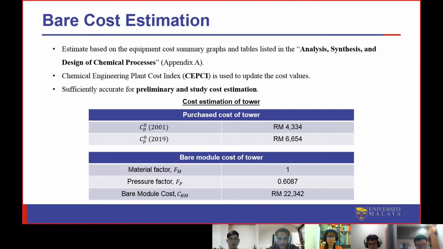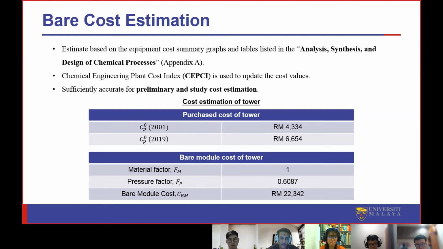For the bare cost estimation, we are using values taken from the book Analysis, Synthesis, and Design of Chemical Processes, where the equipment type for the towers is based on the tray and pipe equipment, and the trays are based on sieve trays. The Chemical Engineering Plant Cost Index (CEPCI) was used to update the cost value, as the CEPCI value in the referred appendix was based on 2001. For the cost estimation of the tower, the price will be split into two sections: the bare module cost of the tower and also the bare module cost of the tray. The difference between the purchase cost and the bare module cost is that the bare module cost includes the direct and indirect expenses for the purchased equipment.